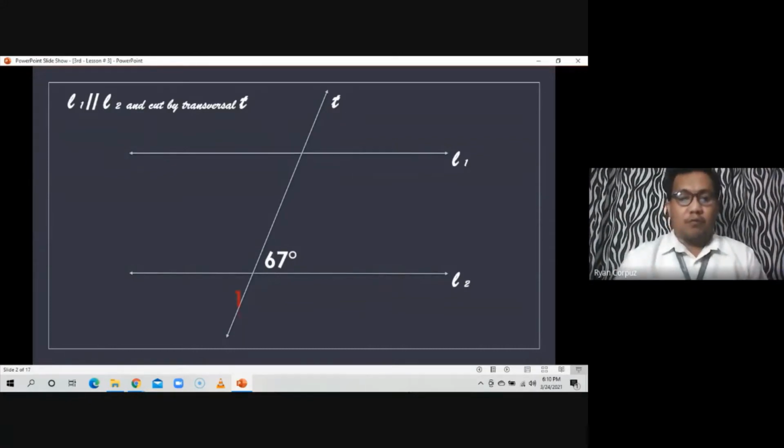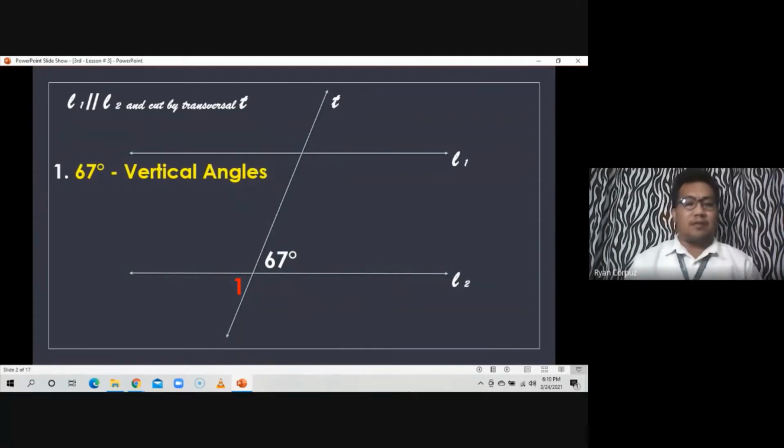So, what would be the measure of that angle 1? If you're asked for the measure of angle 1, it measures 67 degrees also. Why? It's because the relationship of that given angle to angle 1 is that they are what we call vertical angles. According to their measurement, if they are vertical angles, they are congruent in measure. So that's why number 1 also measures 67 degrees, because they are vertical angles.